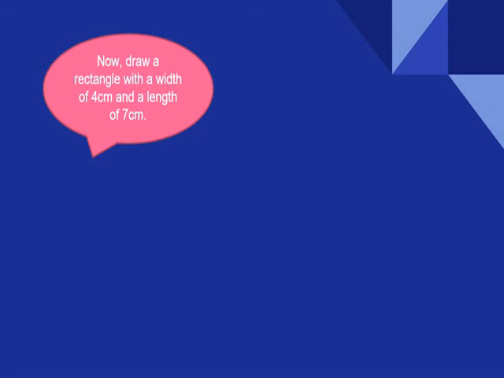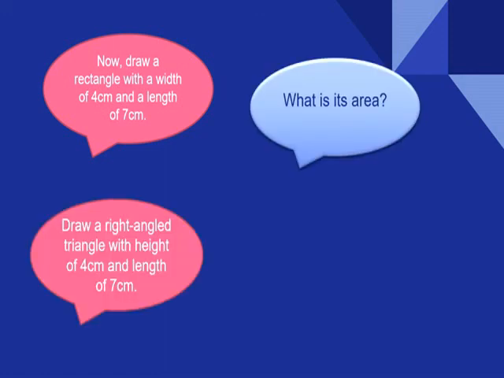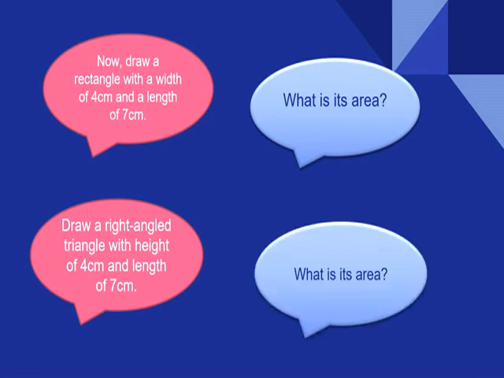Okay, so we saw that the right-angled triangle we just drew was half the size of the rectangle. I wonder if that works for all right-angled triangles. Try and draw this one and see if the same happens. So a rectangle with a width of 4 centimetres and a length of 7 centimetres. Work out the area. And then draw a right-angled triangle with a height of 4 centimetres and a length of 7. And what would the area of that one be? Okay, do that, then we'll have a look at that together.